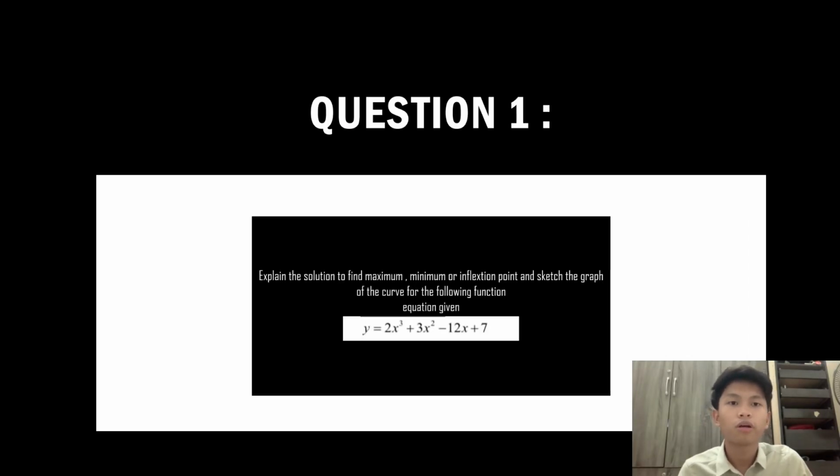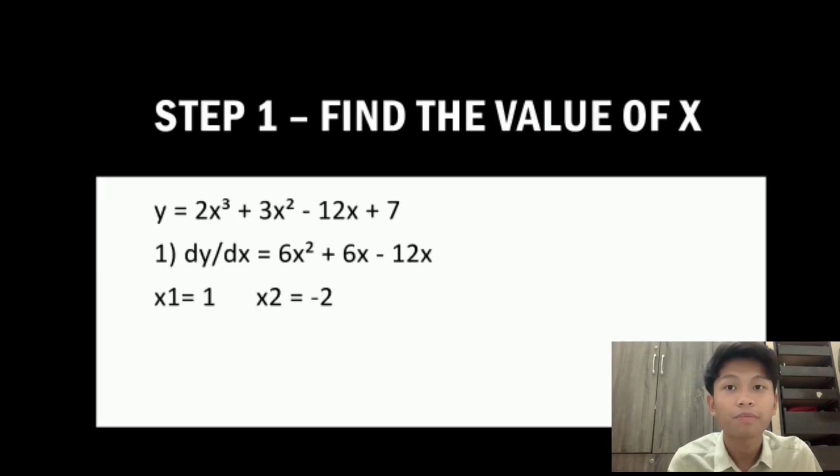So next I will explain step by step how to solve the following question. From this presentation we got question 1. Question 1: explain the solution to find the maximum, minimum or inflection point and sketch the graph of the curve for the following function, y equals 2x^3 plus 3x^2 minus 12x plus 7. So the first step is we must find the value of x.